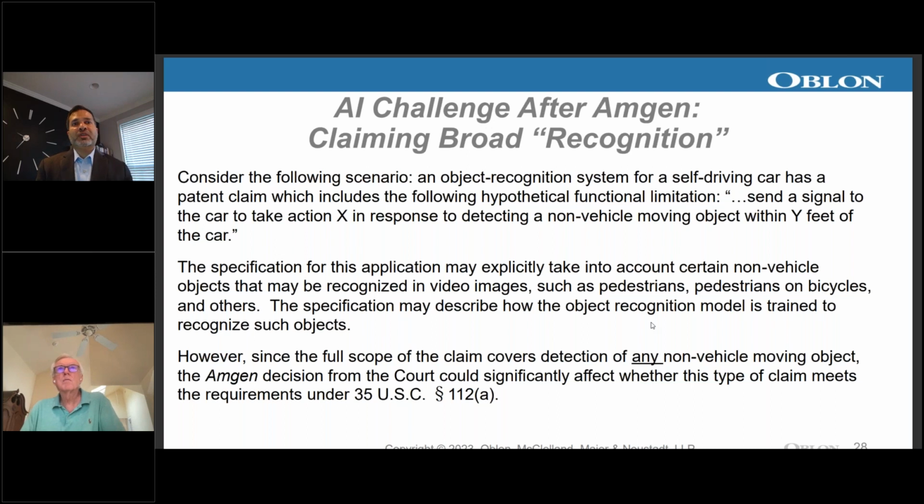But we look at the Amgen case again, after someone gets that claim. The full scope of the claim in this case covers detection of any non-vehicle moving object if you look at this claim literally. But then the Amgen decision from the court could cause you to take a second look at this claim. Did you give enough teaching in that specification to actually detect any non-vehicle moving object? Is there any situation in which your actual teaching might fail such a broad claim?